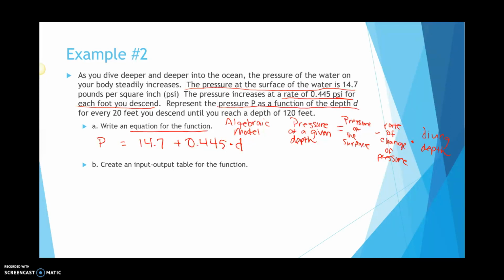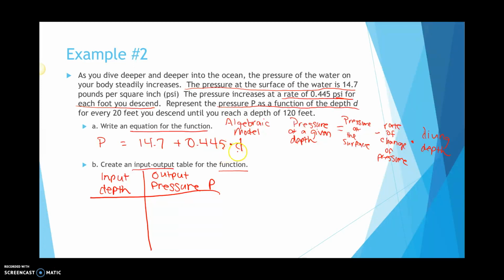So now what they want us to do is create a table based on this. They want us to create an input-output table for this function to reach the depth of 120 feet. So I have my input, which is going to be the depth on the left, and my output is going to be the pressure P. So we're going to plug in values for the depth D.